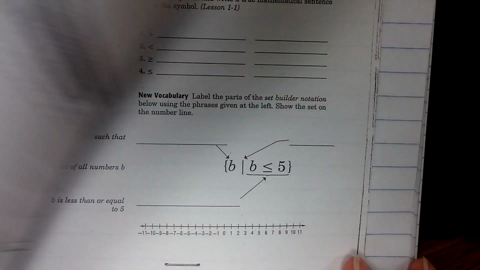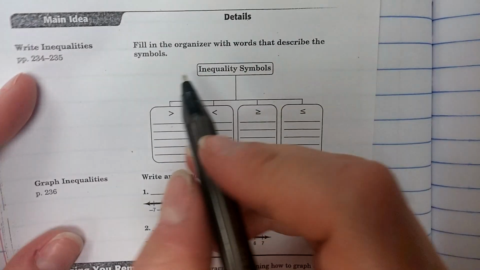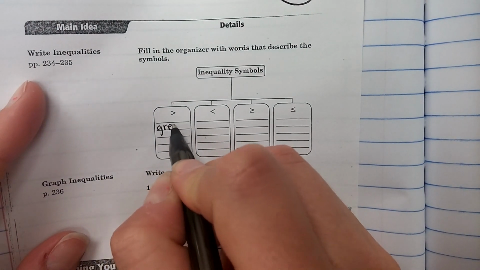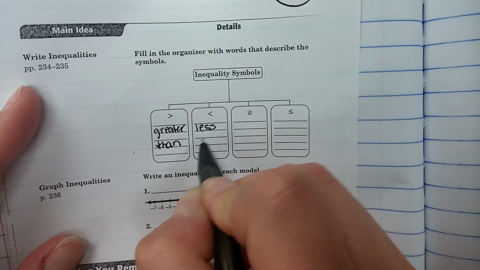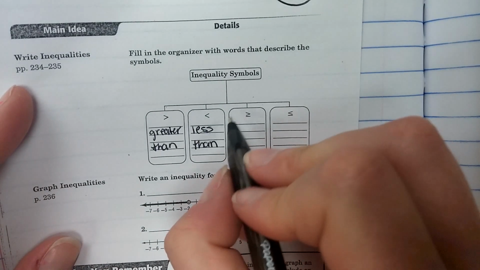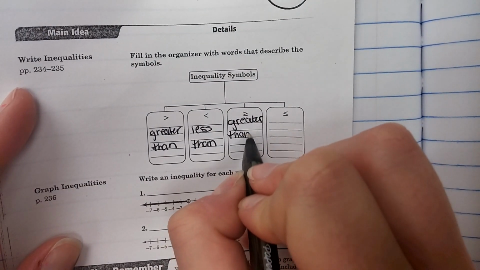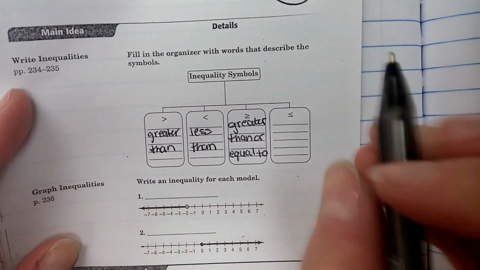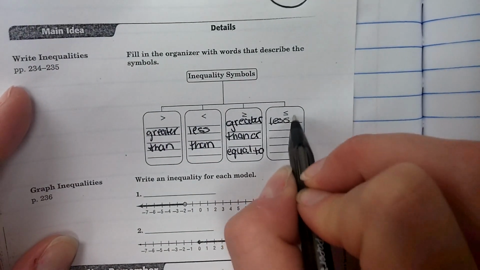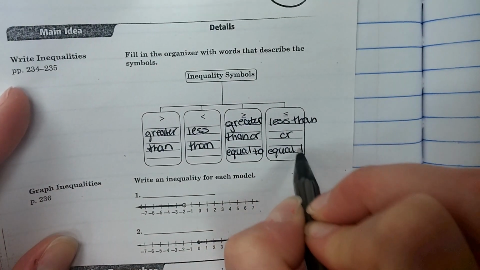All right, moving on. Okay, fill in the organizer with the words that describe the symbols. We already talked about this. This one is greater than. This one is less than. This one is greater than or equal to. And this one is less than or equal to.